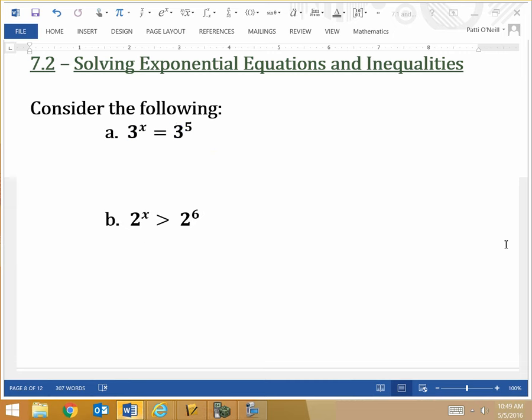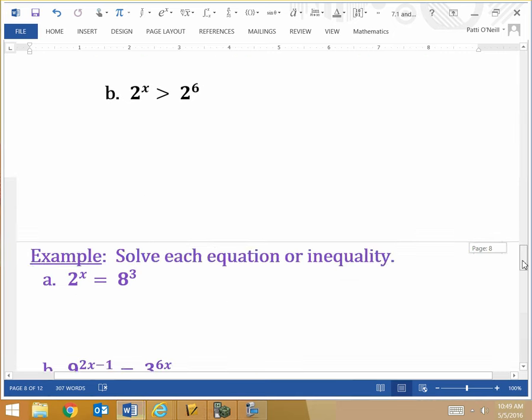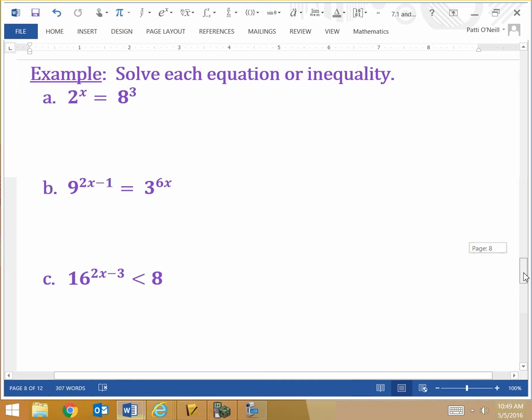So let me show you a couple to see what you think about them. Two equations and one inequality for us. And our goal is to solve the equation or the inequality that's presented to us. The first one is 2 to the x equals 8 to the third.